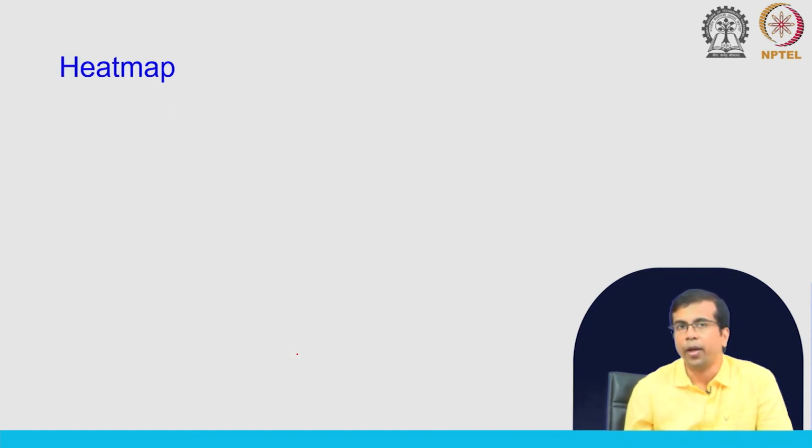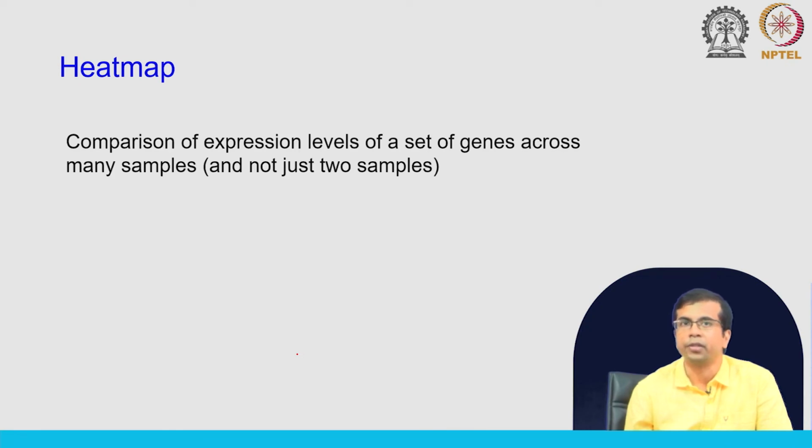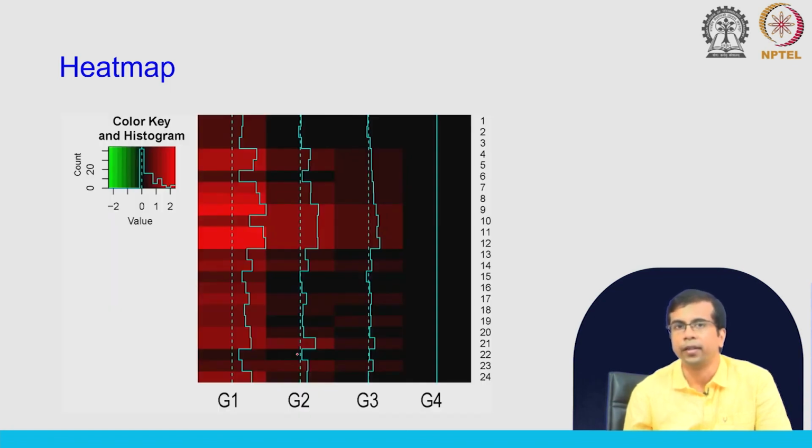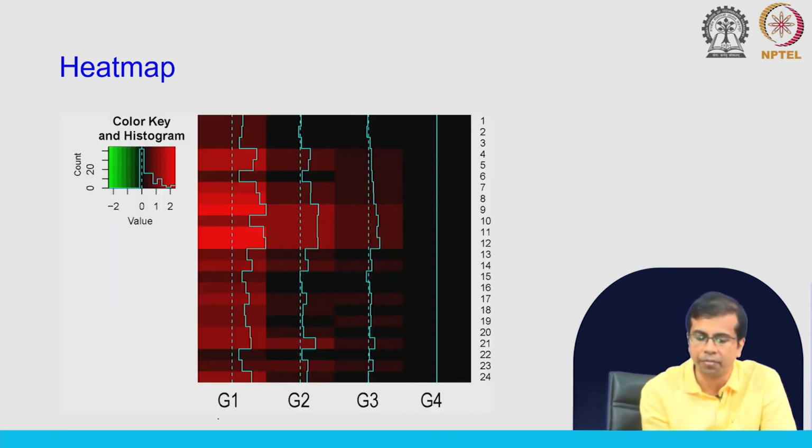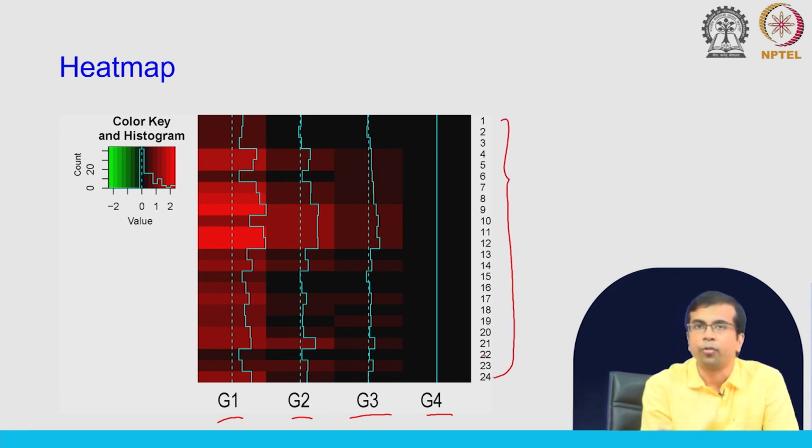And finally, the heat map. We use a heat map for comparison of expression levels of a set of genes across many samples and not just 2 samples. Here is a heat map for the same thing. So, you have G1, G2, G3, G4. We are looking at, let us say, one replicate of each, and we are looking at different genes which are numbered here along the rows. You can see gene 1, gene 2, etc.